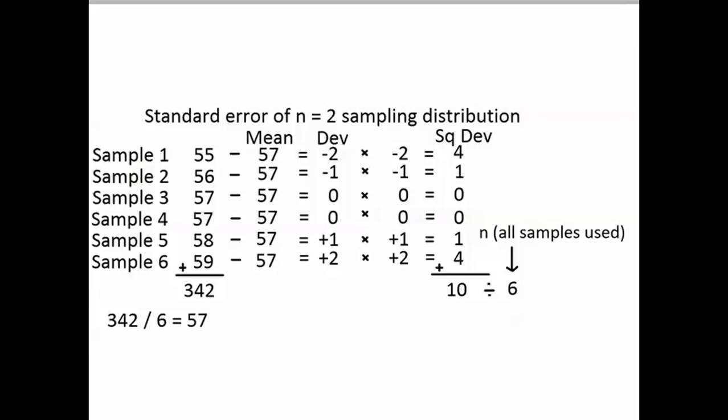So we divide by 6, and then we get the mean of the squared deviations. Remember, it's called the variance. You don't have to worry about that, but it's called the variance. And the square root of the variance is the standard deviation. So 1.29 is the standard deviation of this sampling distribution. So this sampling distribution over here has a standard error of 1.29.